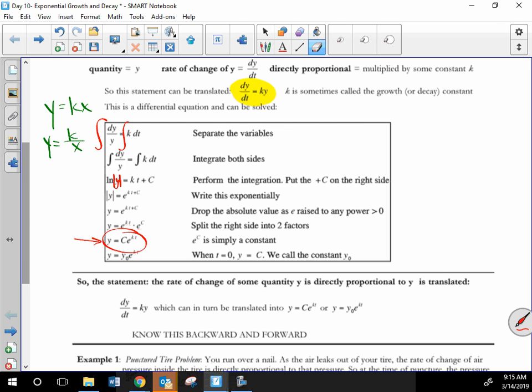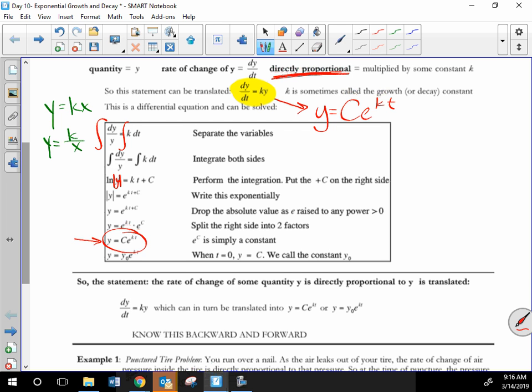Okay, y equals c e to the kt. So this, we can use our shortcut. Instead of doing separable differential equations every time we see this, we can take the shortcut and say, hey, if we've got that it's directly proportional, then I immediately know that my antiderivative is going to be this: y equals c e to the kt.